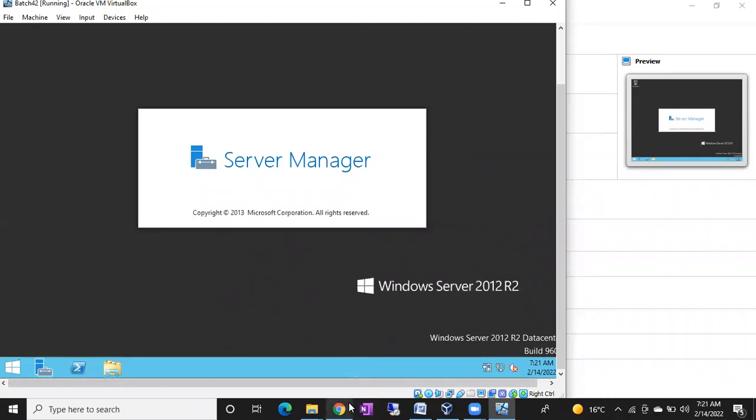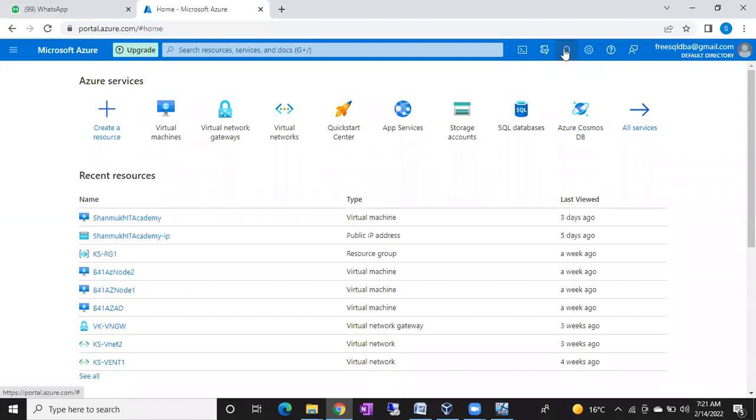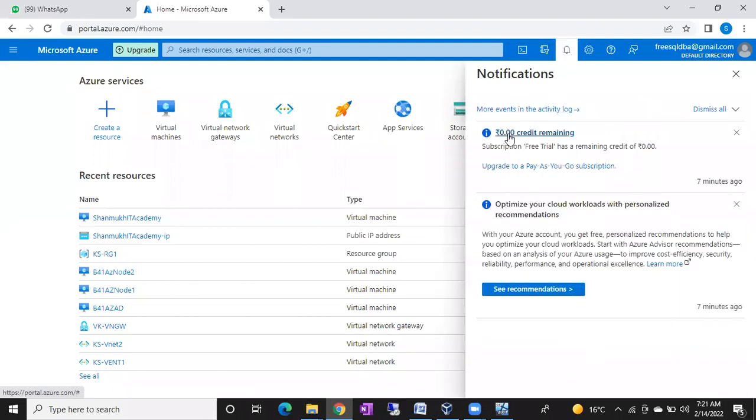And guys, my Azure account is expired. If you see here, the money becomes 0. If I want to continue this Azure account, I have to select this option, upgrade to pay as you go subscription, then it will be charged, guys. Until I select this option, it won't be charged for me. Once you select this option, then it will be charged.